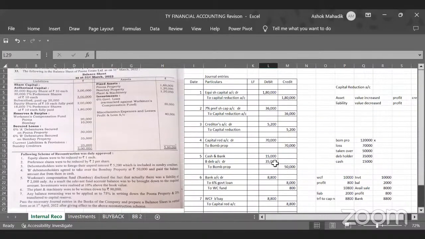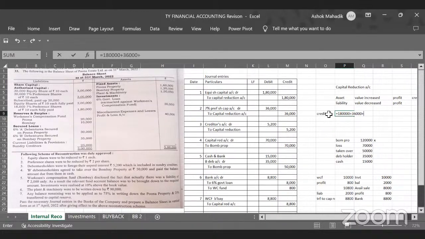What we have to do, wherever capital reduction is credited, we have to add, and wherever it's on the debit side, we have to subtract or minus it to get the balance. So I'll do it here. Let me see on credit side how many figures are there. On how many occasions it is credited. First entry 180,000 plus second entry again credit 36,000.